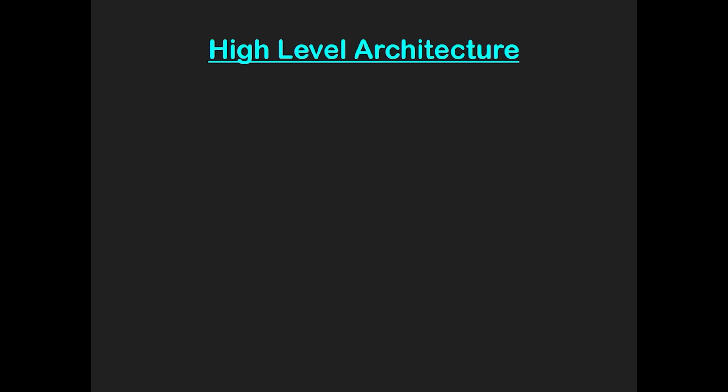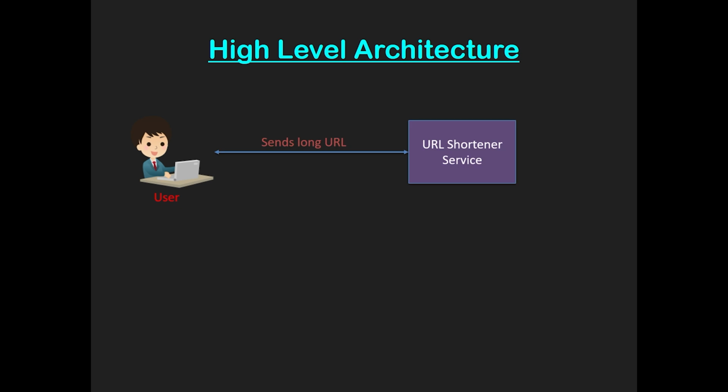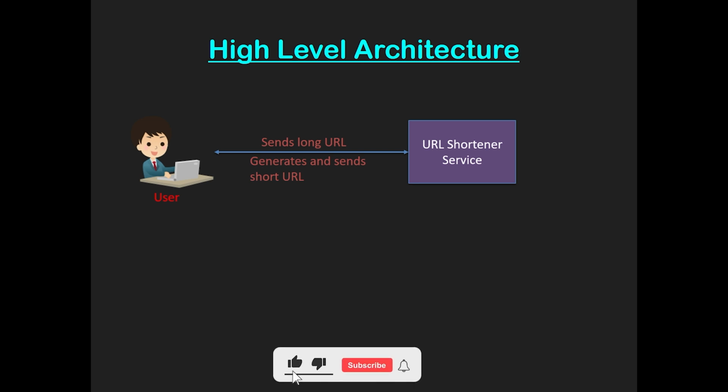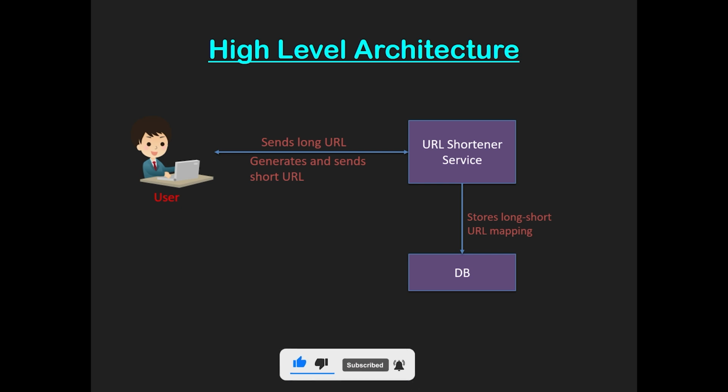Now let's see the high level architecture of this URL shortener. Before we dive into the architecture diagram in detail, here is how the system basically works. There we have a user. It sends a long URL to the URL shortener service. The URL shortener service generates and sends the short URL to the user, and it stores that long URL and short URL mapping in the database. Now, when someone hits the short URL, we redirect them to the original URL because we have already saved that mapping in the database.